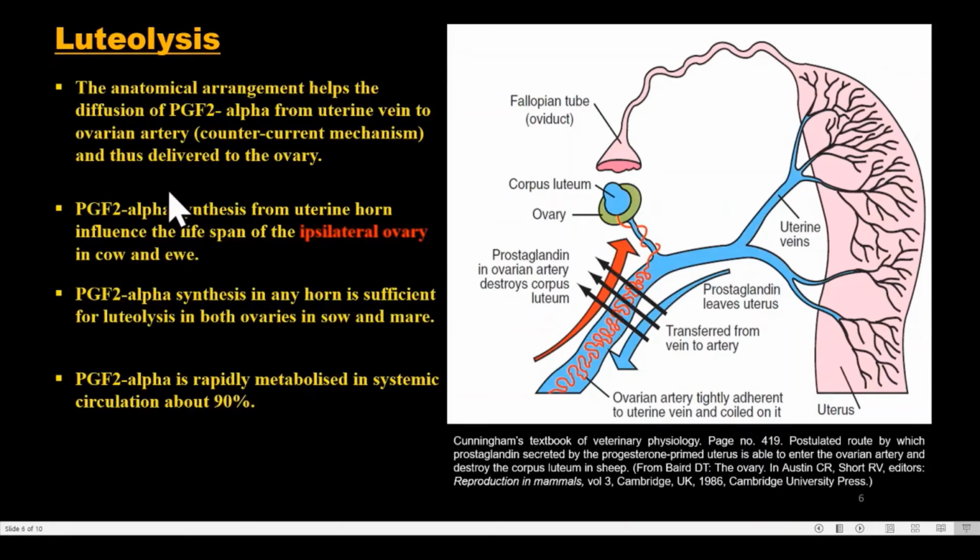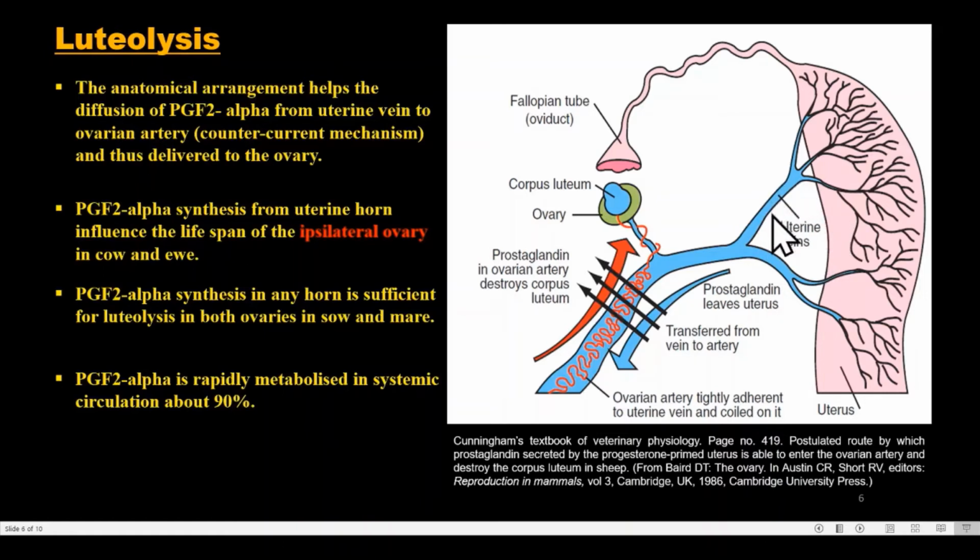So luteolysis: how is the corpus luteum destroyed or degenerated? The anatomical arrangement helps the diffusion of PGF2 alpha from the uterine vein to the ovarian artery, and thus it is delivered to the ovary. So here in this picture, the uterus secretes PGF2 alpha, which is absorbed by the uterine vein.